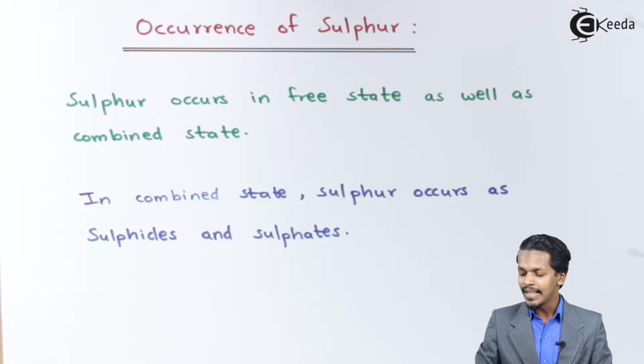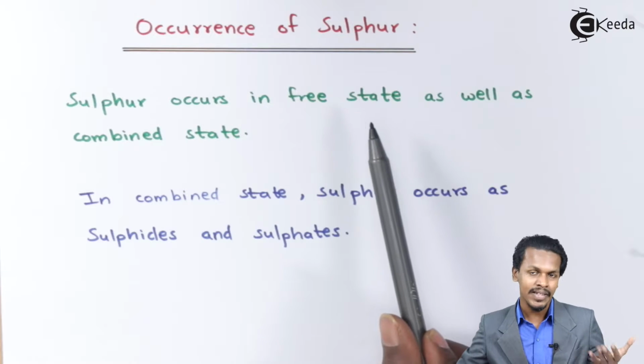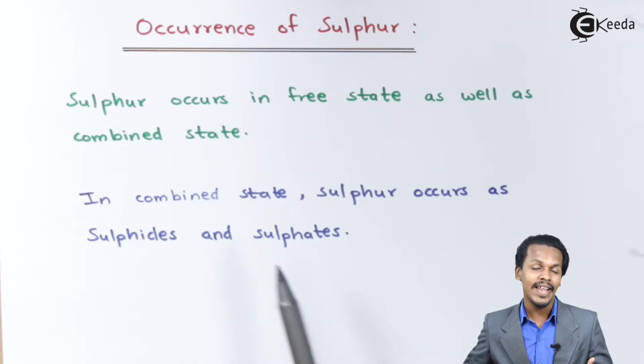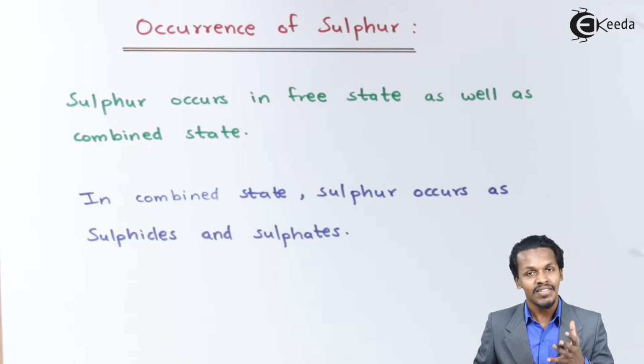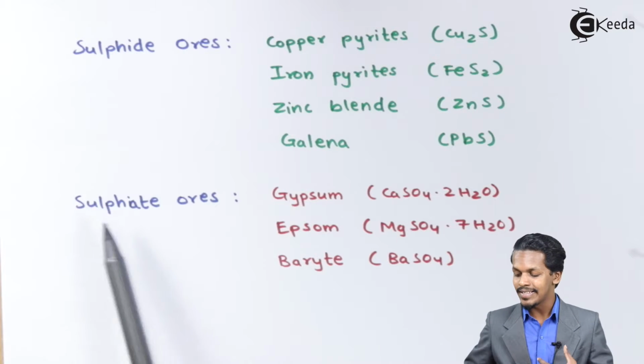So now let us understand that sulfur occurs in a free state as well as a combined state. Free state is nothing but the native state, and in combined state sulfur occurs as sulfides as well as sulfates. So let me discuss those ores from which we can obtain sulfur, that is, sulfide ores and sulfate ores.